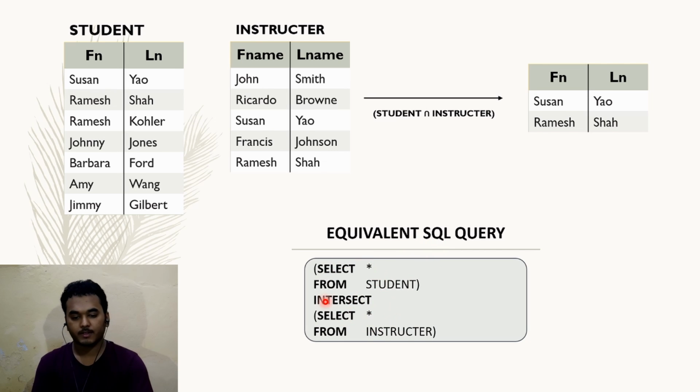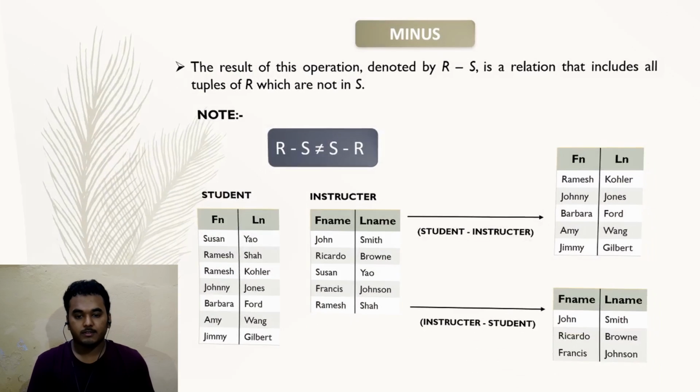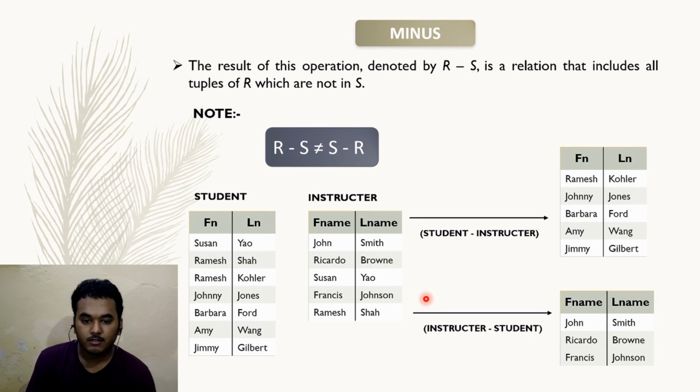Minus. This is denoted by R minus S. The result of this operation is a relation that includes all the tuples of R which are not in S. And one more important note we should make here, that the minus operation is not commutative. So in this example we can see this property, that the minus operation is not commutative.